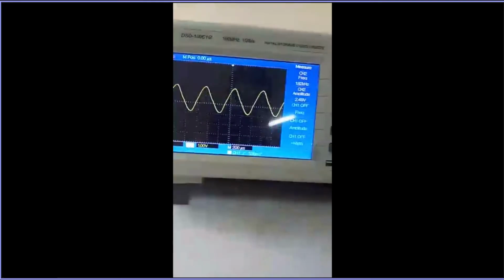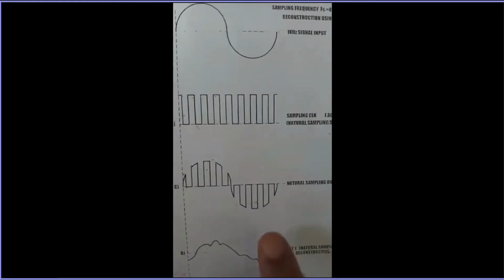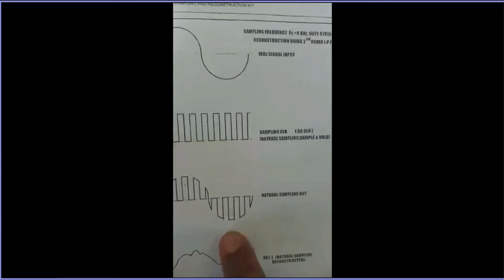Okay. Now we are going to see the same input if we provide it, we'll use the natural sampling, right? So it should have this type of output, natural sampling. So let's check what we are getting.